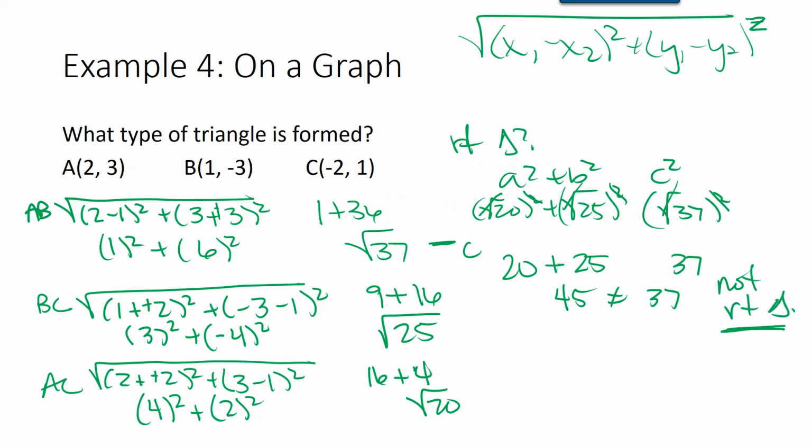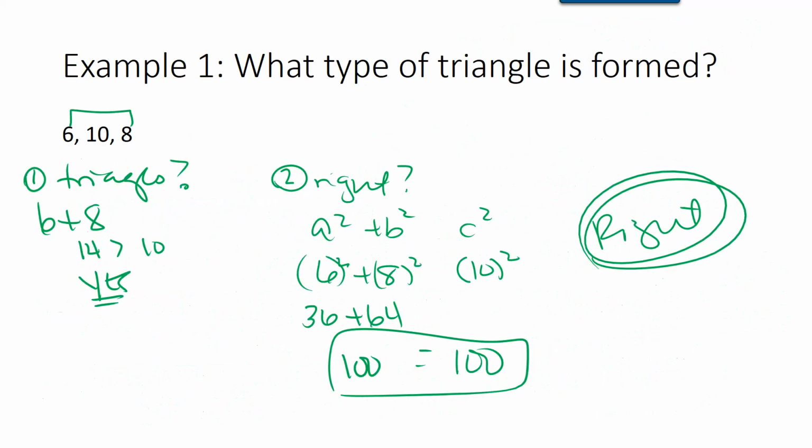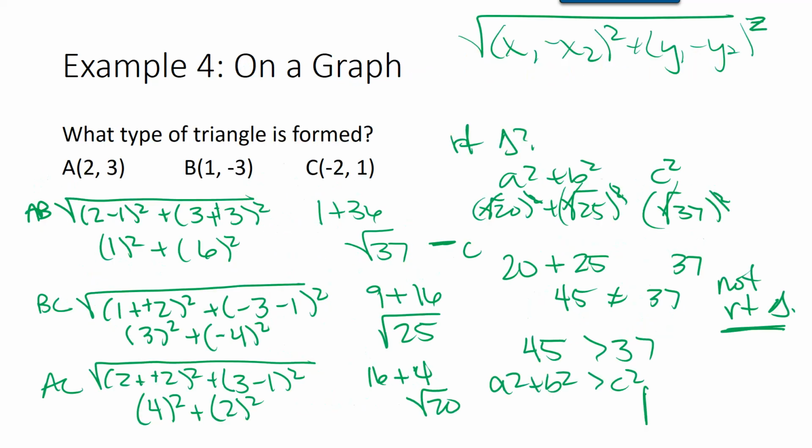Now we have to compare. Well, 45 is greater than 37. That meets this property where a squared plus b squared is greater than c squared. That tells us, if we look back at our earlier information, that's this one. Okay, that tells us we have an acute triangle. Alright? So that's the kind of triangle we have, and that's how we would do this problem on a graph. Okay? Again, you get to skip the first step. You're not checking to see if they make a triangle because these will always make a triangle.